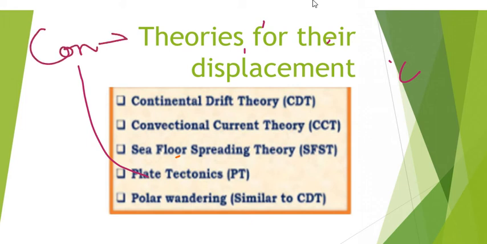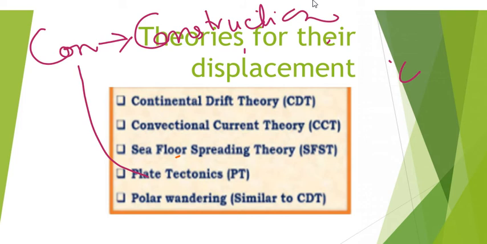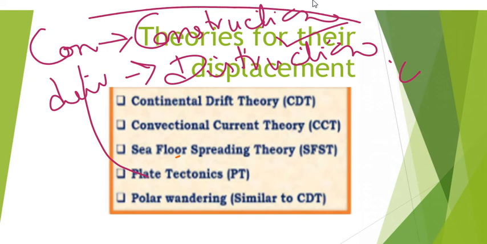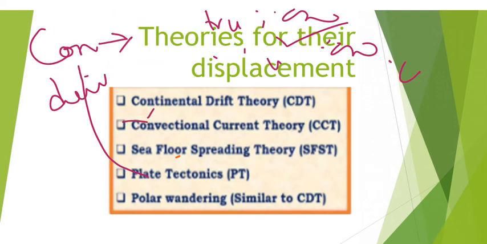Convergence resulted in what? Construction. Yes, you're reading right. Construction. And divergence resulted in destruction. We'll be understanding this today. Be patient.